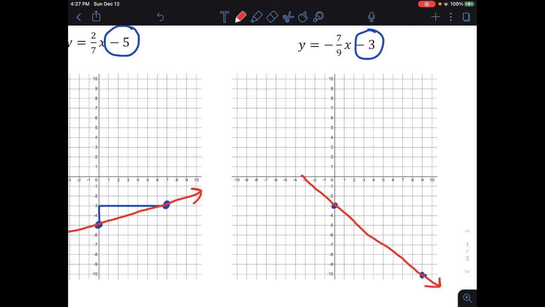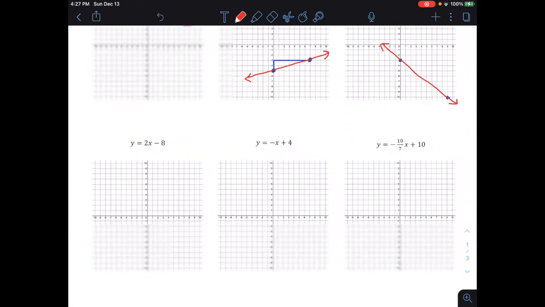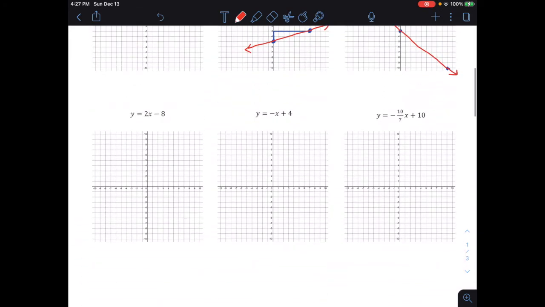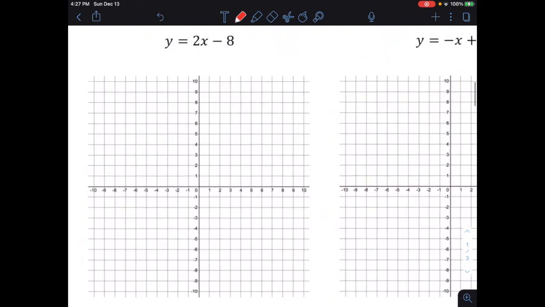And there we go. So we've got our line. Okay, let's see. How many more do we have? Oh, we got 3 more. Okay, so here we go.